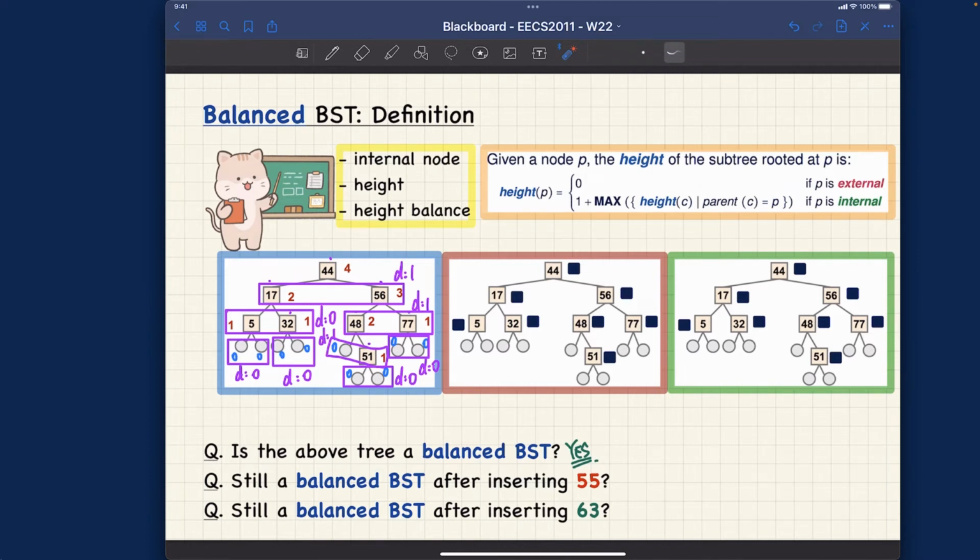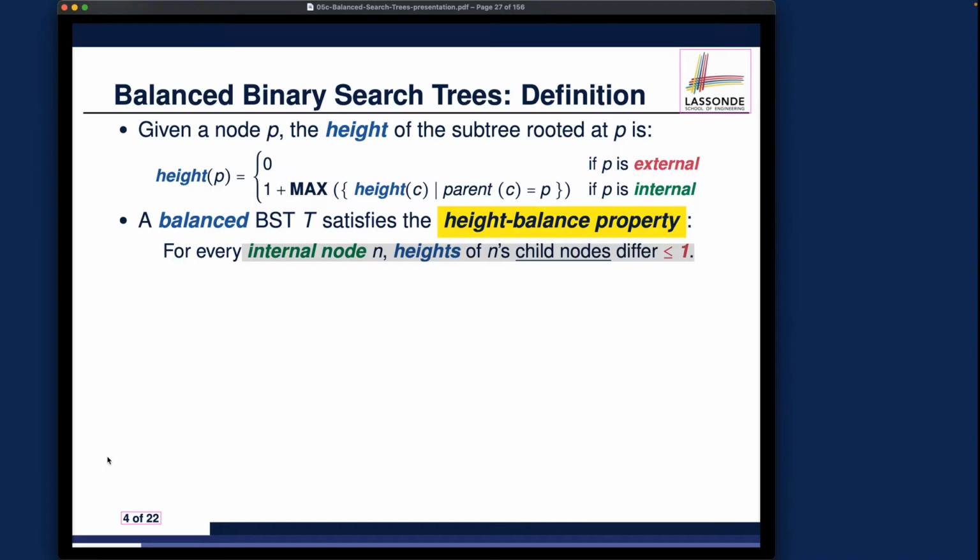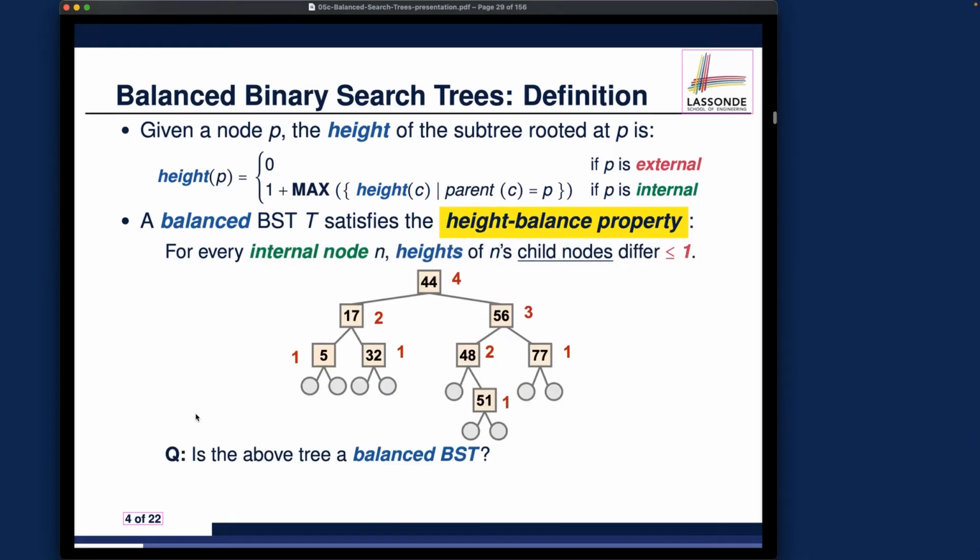Their child nodes' heights must differ by less than or equal to 1, according to the definition. Right, so what we will do now is talk about another two questions. So this one is already checked. Okay, what if we try to make an insertion? We want to change the contents of the tree.